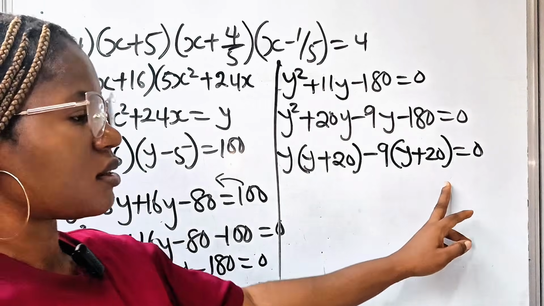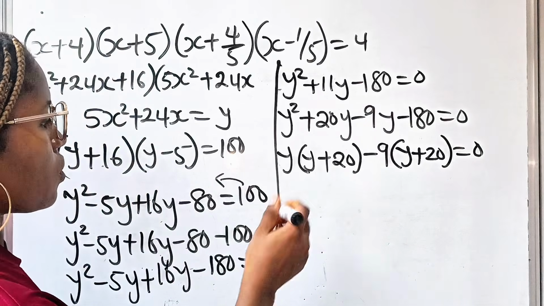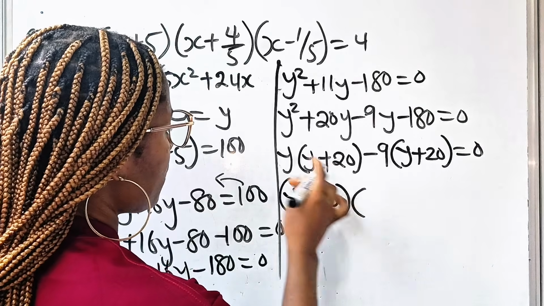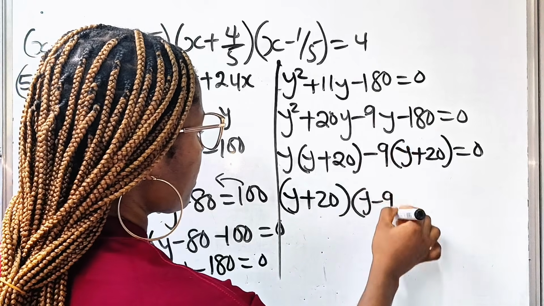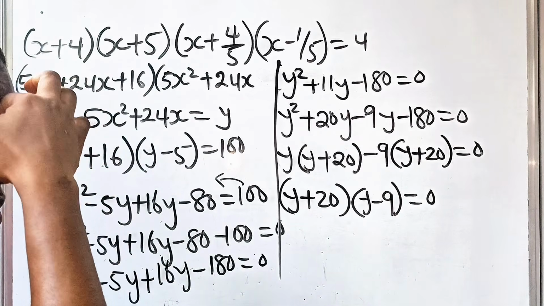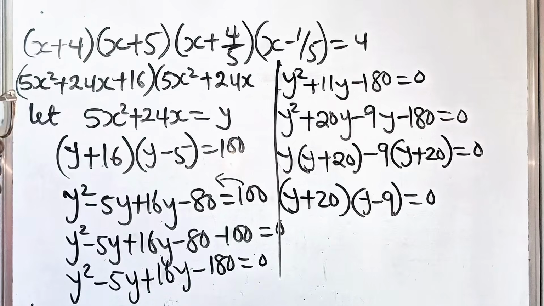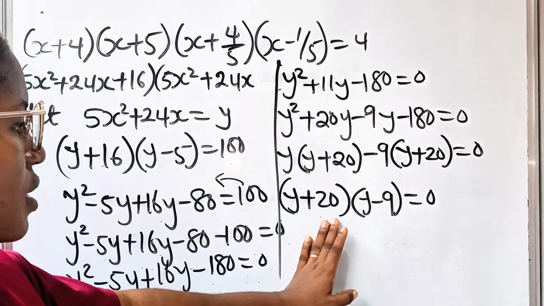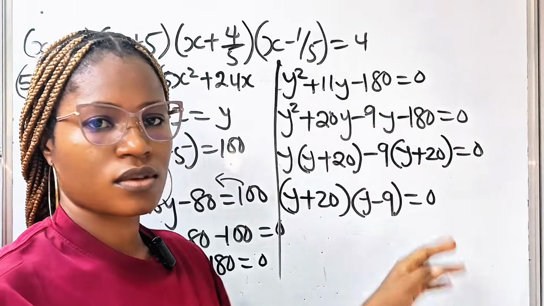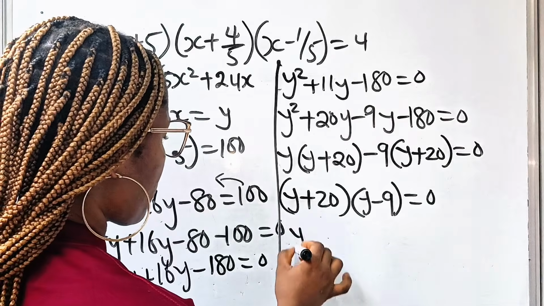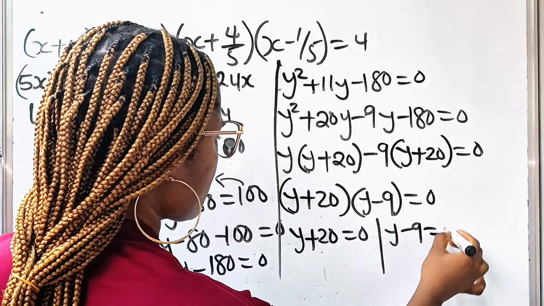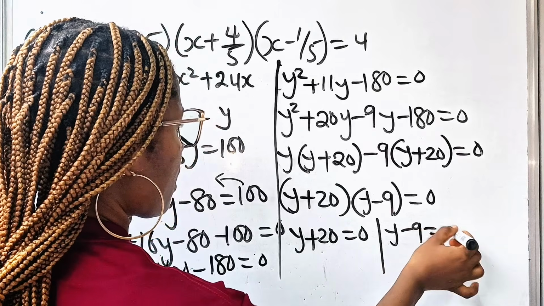So they share this and this. Alright? So we bring one of them out and multiply by y minus 9 equals 0. Nice one. Now, at this point, one thing you should know is that when you have two brackets in this way, it means that each of them is equal to 0, right? So we can say y plus 20 is equal to 0 and y minus 9 is equal to 0 as well.